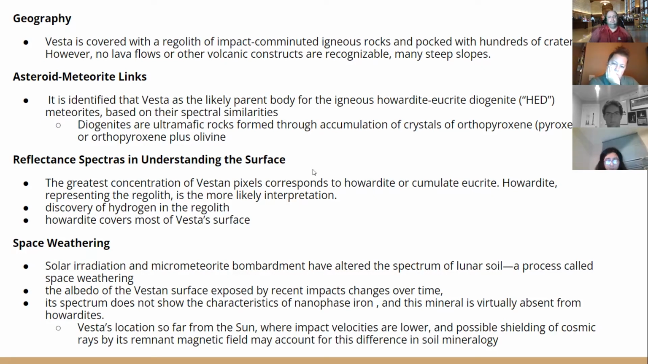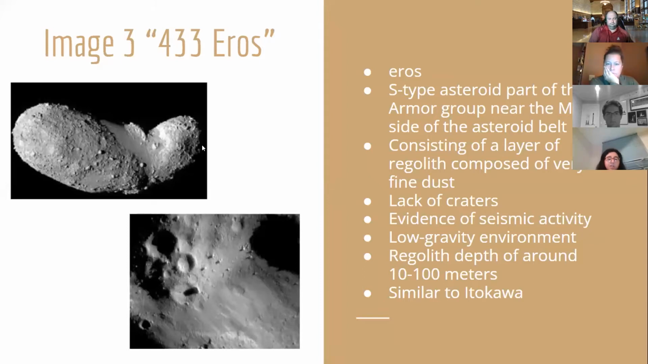And then the last image that we had was 433 Eros. So Eros is an S-type asteroid. It's part of the Amor group, and it's on the Mars side of the asteroid belt. It also consists of a layer of regolith, but the main difference here is fine dust. And there aren't as many craters on this one, but there is evidence of seismic activity. It has a very low gravity environment, and the depth of the regolith is around 10 to 100 meters. And this one is known to be similar to Itokawa.